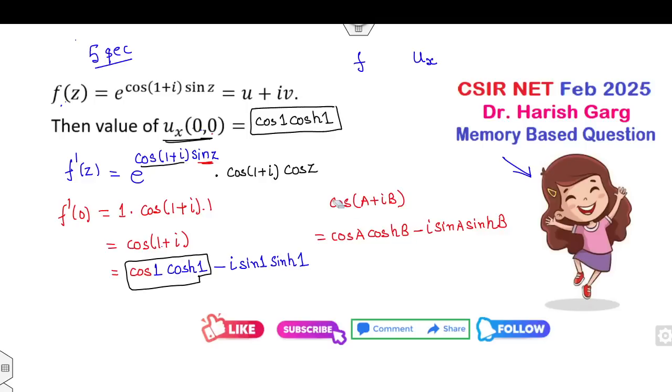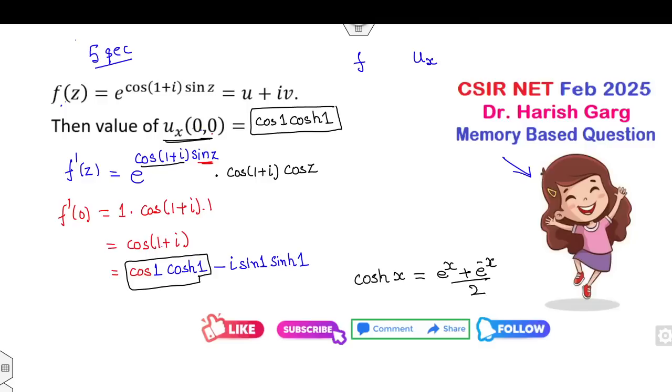Otherwise, if this is not the answer, it may be in a more expanded form. So what is the formula for cos hyperbolic x? It will be e raised to power x plus e raised to power minus x, divided by 2. So I can again open this. It will be cos 1 outside, cos hyperbolic 1 is e raised to power 1 plus e raised to power minus 1, divided by 2. Then this is also the answer. Now based on the options given to you, you can check whether it is written as cos hyperbolic 1 or in terms of exponentials.